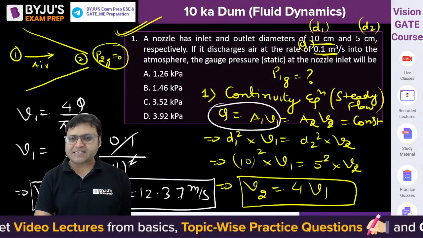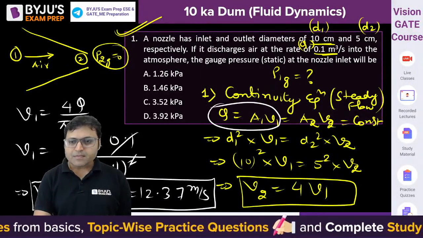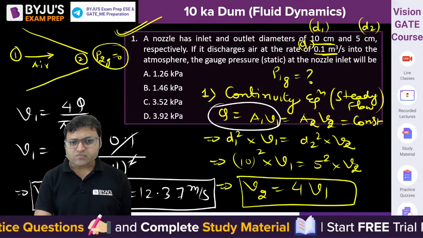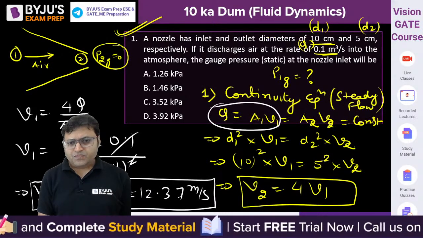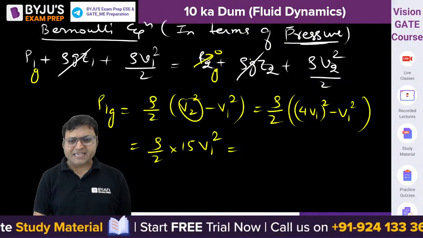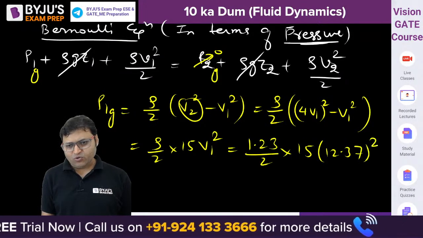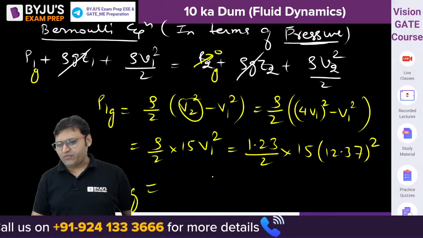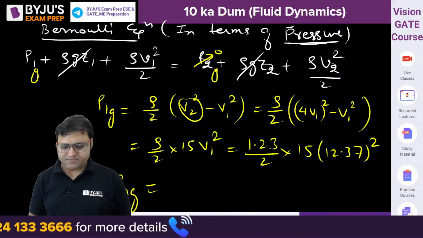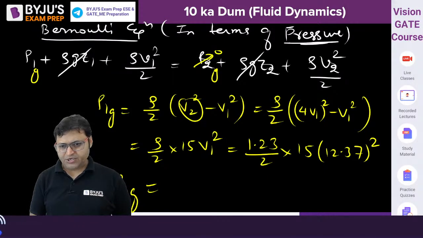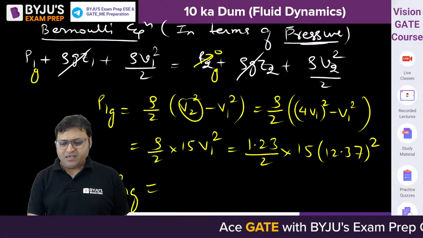The fluid is air, density is not given. If we take density as 1.23, by 2 into 15, 12.37 whole square. What will be the answer? If we take density as 1.23, into 15 into 1.23 divided by 2. It is 1495 in Pascal.